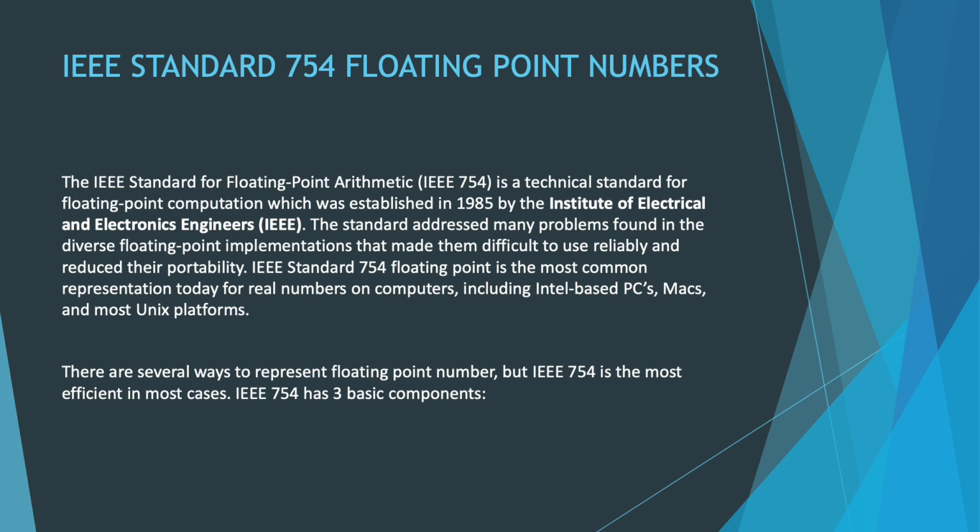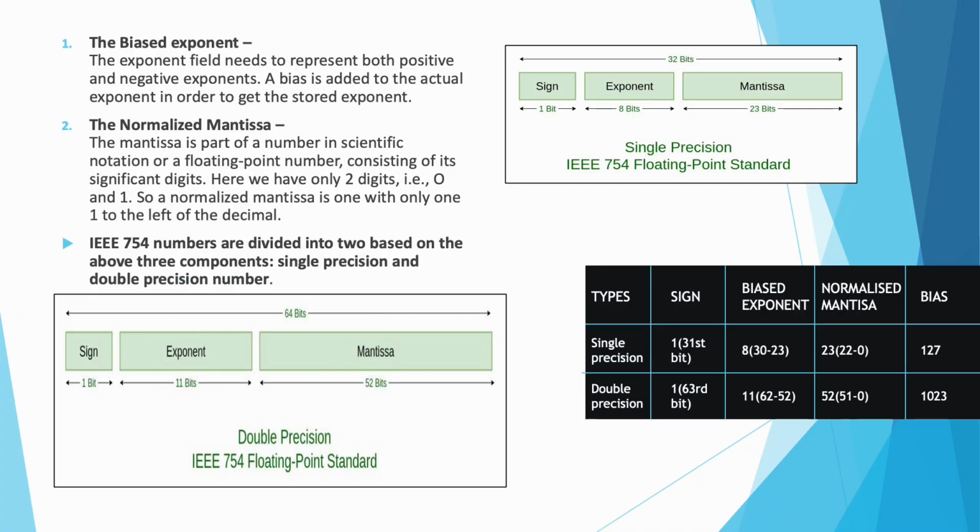IEEE 754 has three basic components. The biased exponent: the exponent field needs to represent both positive and negative exponents. The bias is added to the actual exponent in order to get the stored exponent. The normalized mantissa: the mantissa is a part of a number in scientific notation or a floating point number consisting of its significant digits. Here we only have two digits, that is 0 and 1. So normalized mantissa is one with only 1 to the left of the decimal. IEEE 754 numbers are divided into two based on the above three components: single precision and double precision numbers.